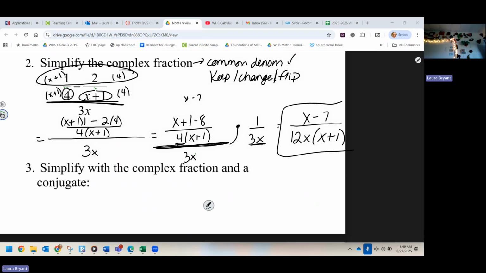It is okay though, if you want to distribute, you could distribute in the 4 and then also distribute in the 3x. But algebraically, it's just these two things have to multiply together because then they would both get distributed into the x plus 1. Now in this case, nothing cancels, but there's always potential for something more to cancel. Just that minus sign in there means I can't cancel these x's out because it's x minus 7, not just x.